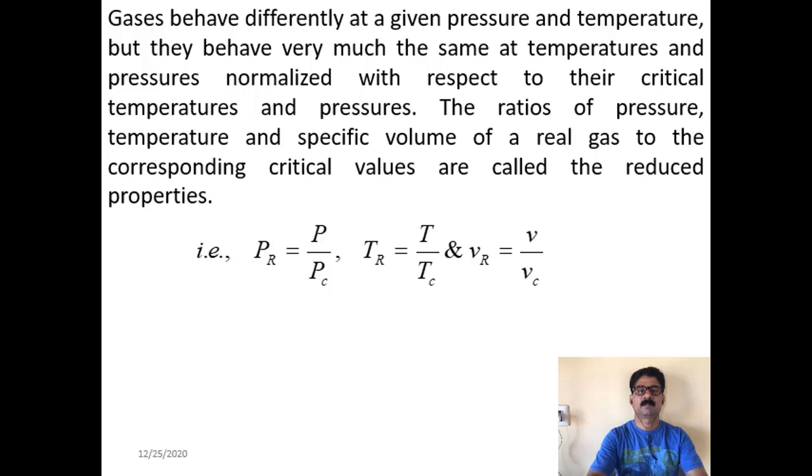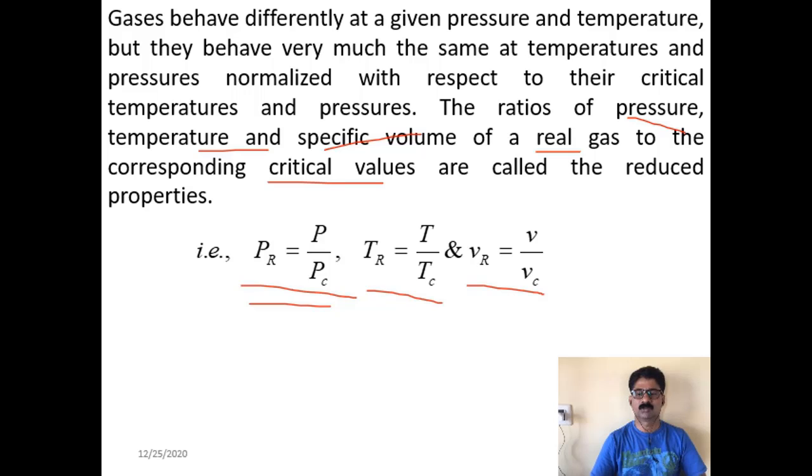So the ratios of the pressure, temperature and specific volume of a real gas to the corresponding critical values are called the reduced properties. So you have the reduced pressure, reduced temperature and reduced volume. Reduced pressure is nothing but pressure by critical pressure, reduced temperature is nothing but temperature by critical temperature, and reduced specific volume is nothing but volume by critical volume. Now if you do this for all substances and study the behavior of the gases, you can find that they behave much in the same way. Okay.